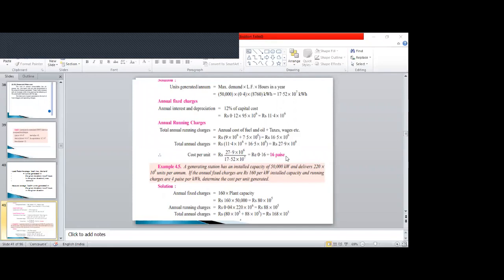Did you understand this? You are following these equations. Here LF means load factor. Since it is an annual load factor, you have to consider hours in a year. So 8760, you can write it as 365 into 24.